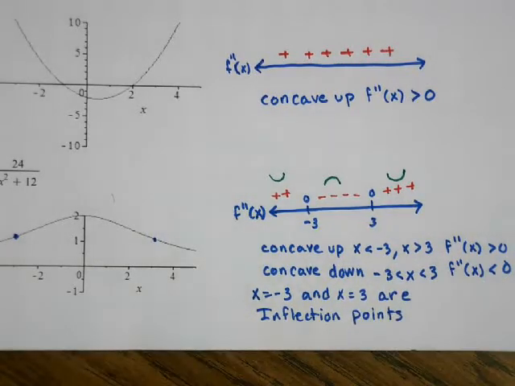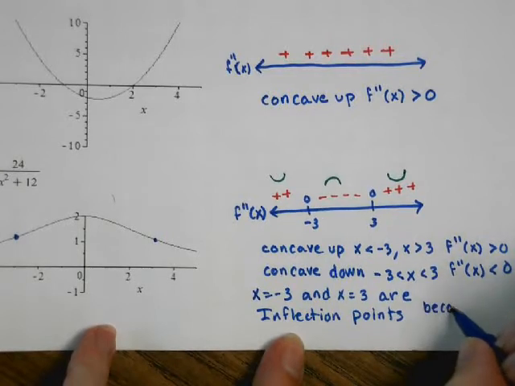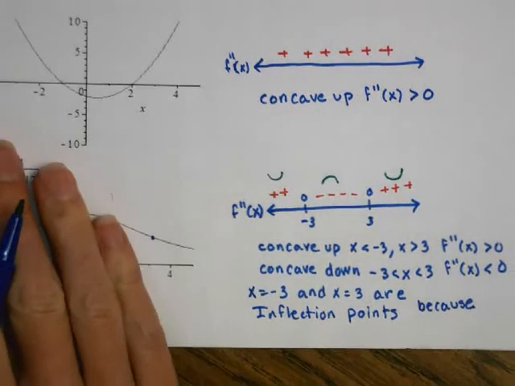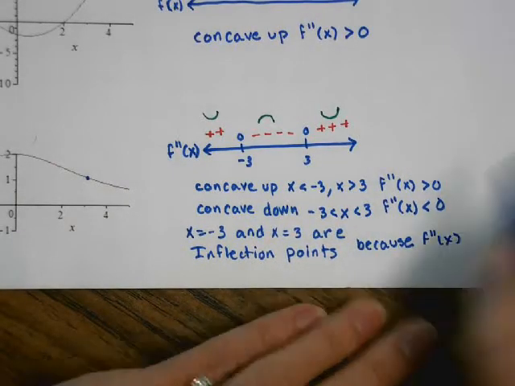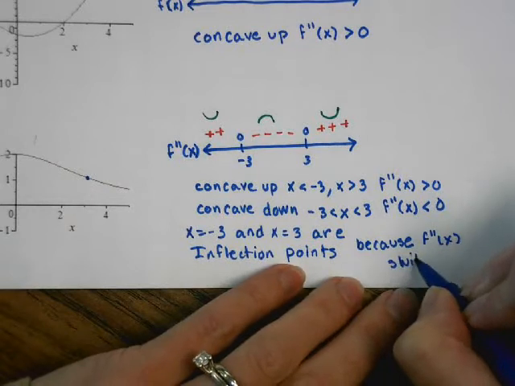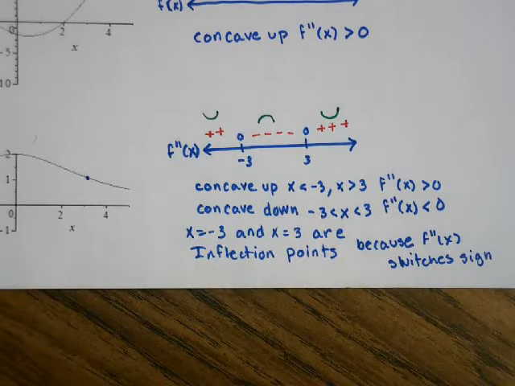Okay, and we can call them inflection points or points of inflection. That is interchangeable. And how do we justify that? Because the concavity switches. So because f double prime of x switches sign. So if you're ever asked to justify why something is an inflection point, it's because the f double prime switches from positive to negative or negative to positive, but all you have to say is that it switches.